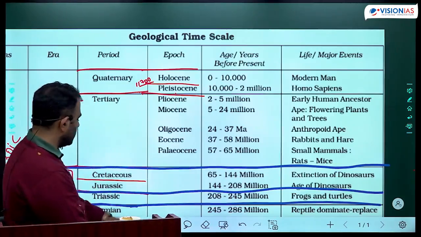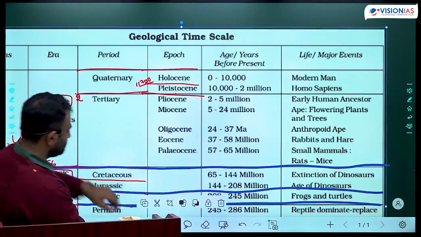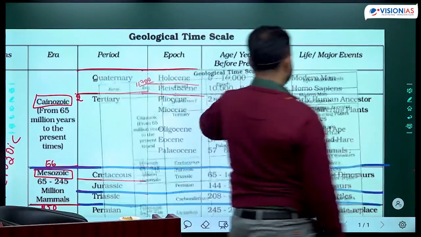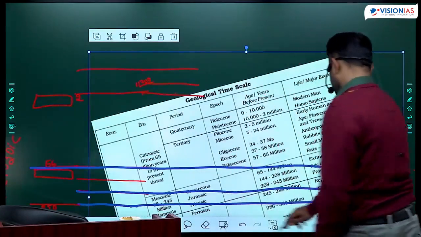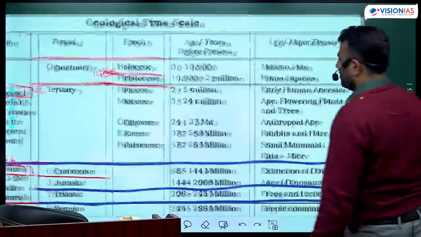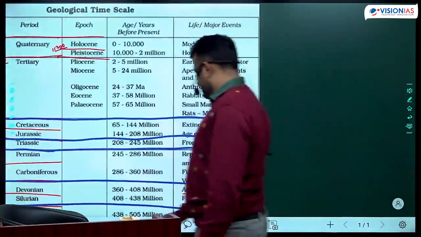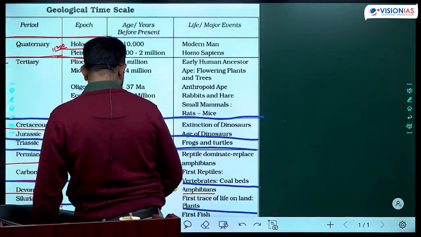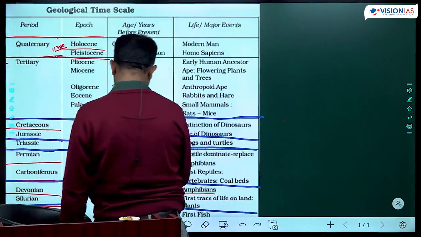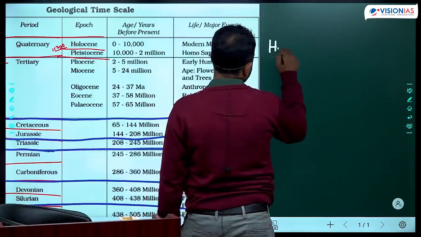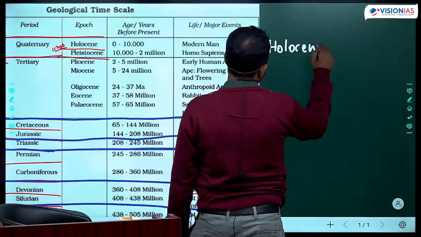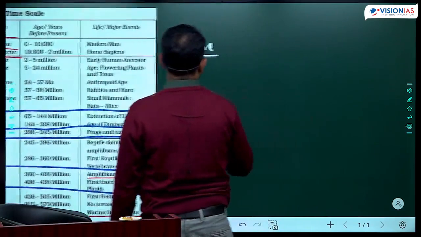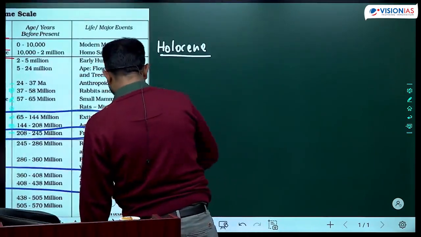This time of Holocene is further divided into 3 ages.